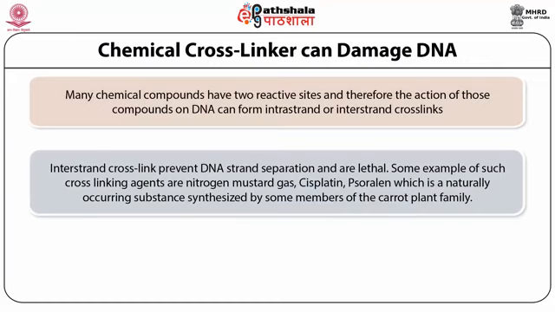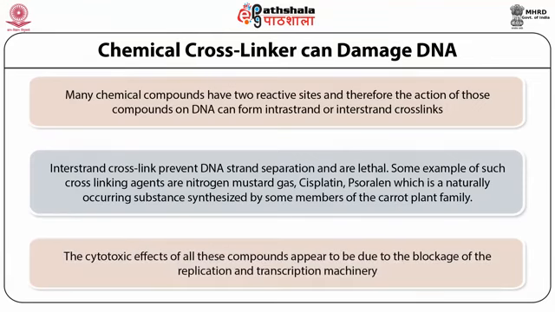Some examples of such cross-linking agents are nitrogen mustard gas, which attacks the central nervous system, and cisplatin, and psoralen, which is a naturally occurring substance synthesized by some members of the carrot plant family. The cytotoxic effects of all these compounds appear to be due to inter-strand cross-linking, which blocks the replication and transcription machinery.